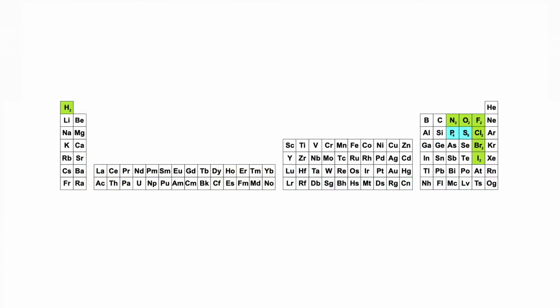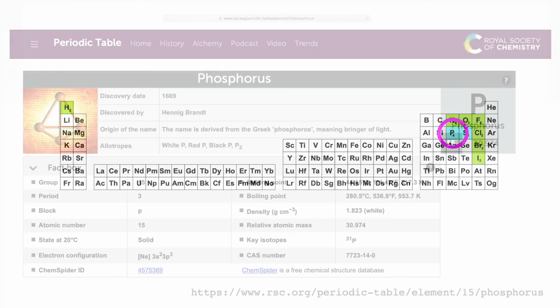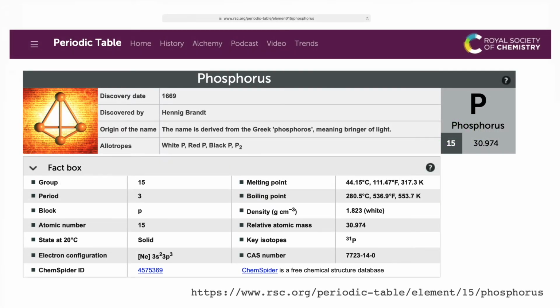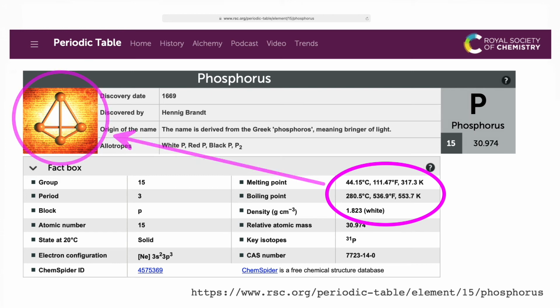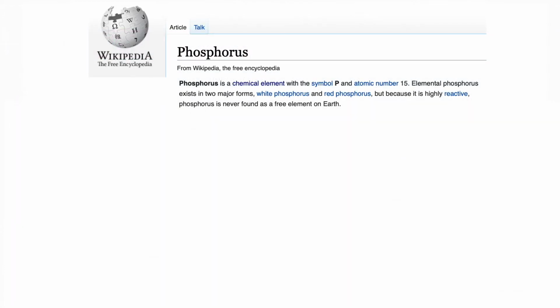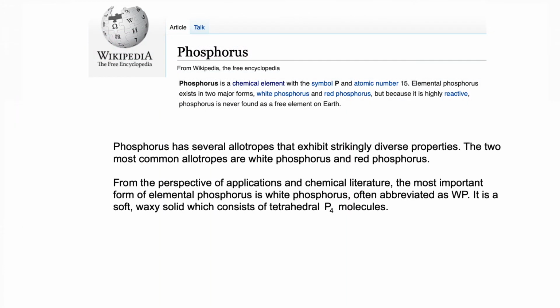There's also an issue with phosphorus. Here is a website from the Royal Society of Chemistry which shows data corresponding to white phosphorus and a clear diagram of the tetrahedral P4 molecule. But if we look at Wikipedia, we find some information.